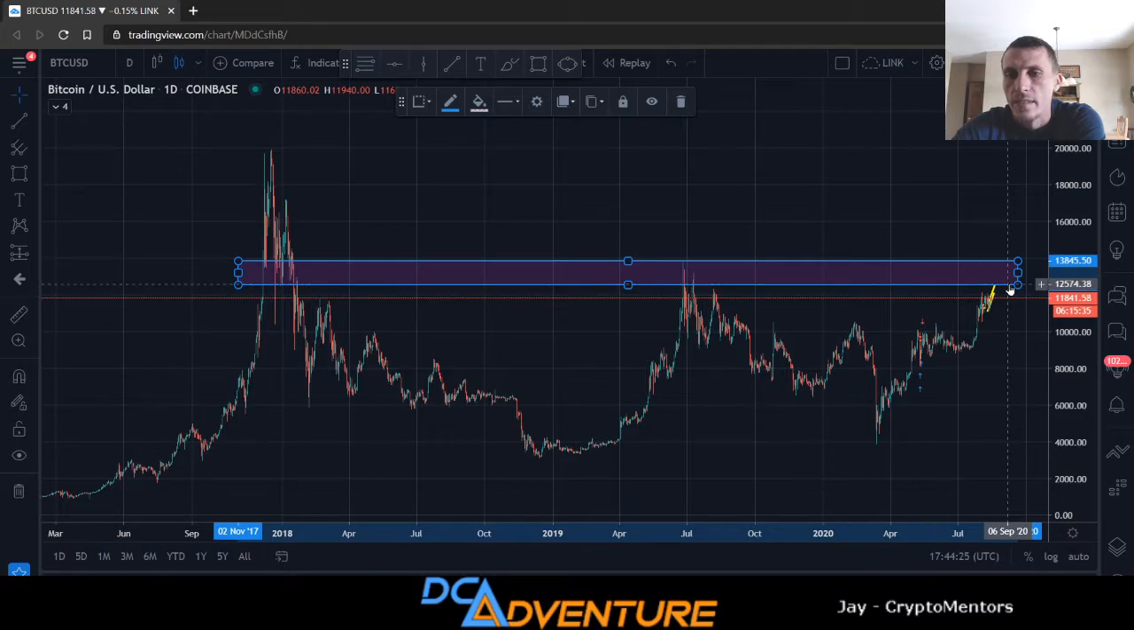From 12,500, 12,600 area up to 13,800 area. We will need to see Bitcoin get up above this area. If we can get up and break into the box and get a close inside of the box, bullish again in my opinion. We want to see it come back down. We want to see the support validate and respected. If it does and it respects it, then that's confirmation of continuation.